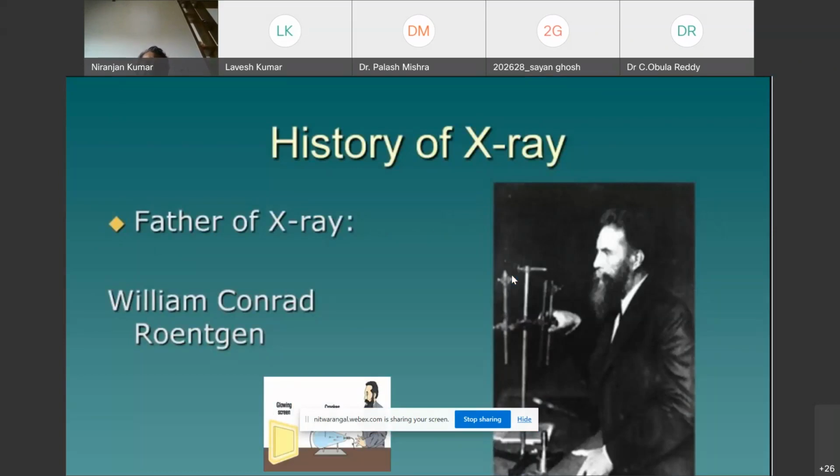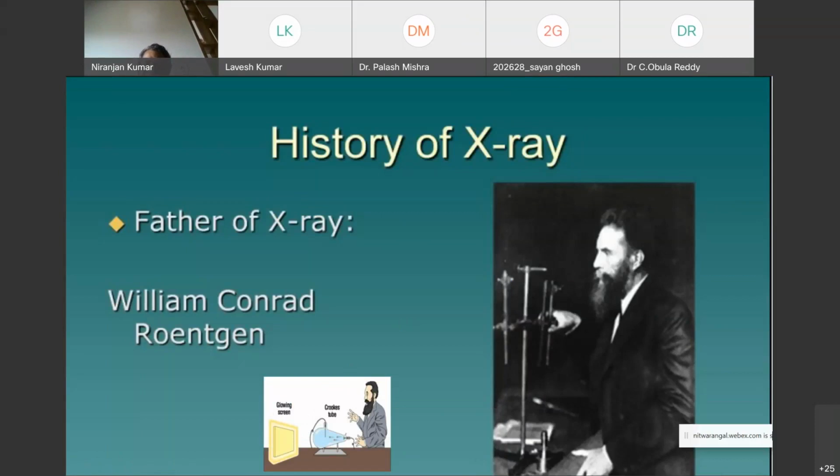So how many of you know who is the father of X-ray? It's Röntgen. Yes. So X-ray was invented by an accident. And that's why the X-ray unit also comes from Röntgen.